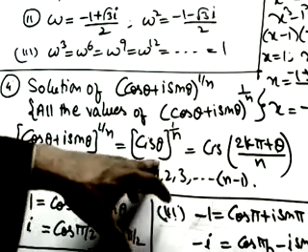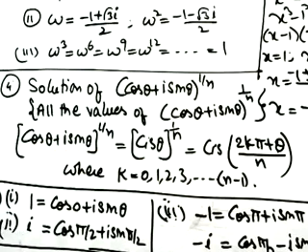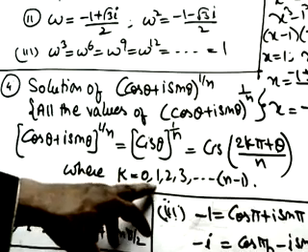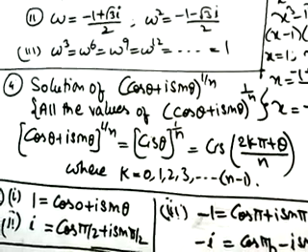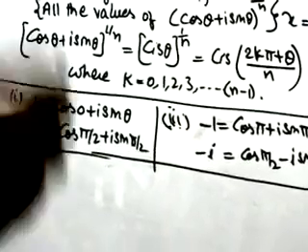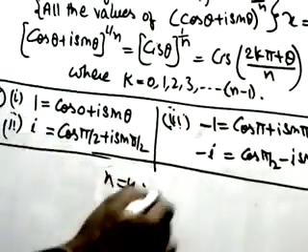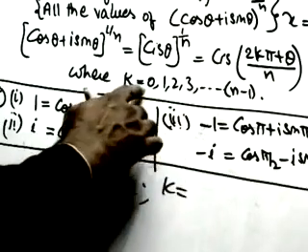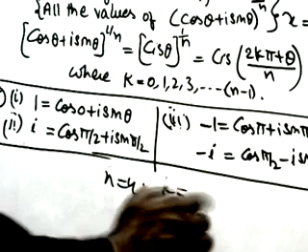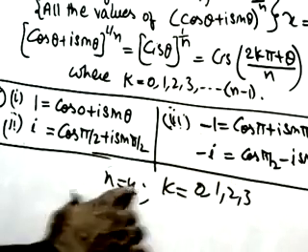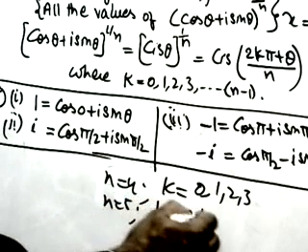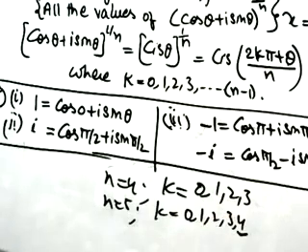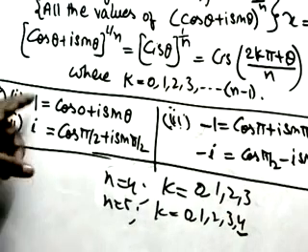We are not going into the deep concept of this; I'm just explaining the formula. Cis theta power 1 by n can be written as cis of (2k pi plus theta) by n, where the value of k will be 0, 1, 2, 3, and so on up to n minus 1. Suppose n is 4, then what will be the values of k? 0, 1, 2, 3, because n minus 1 means 1 less than the value of n. Similarly, if n equals 5, then k equals 0, 1, 2, 3, 4, up to n minus 1.